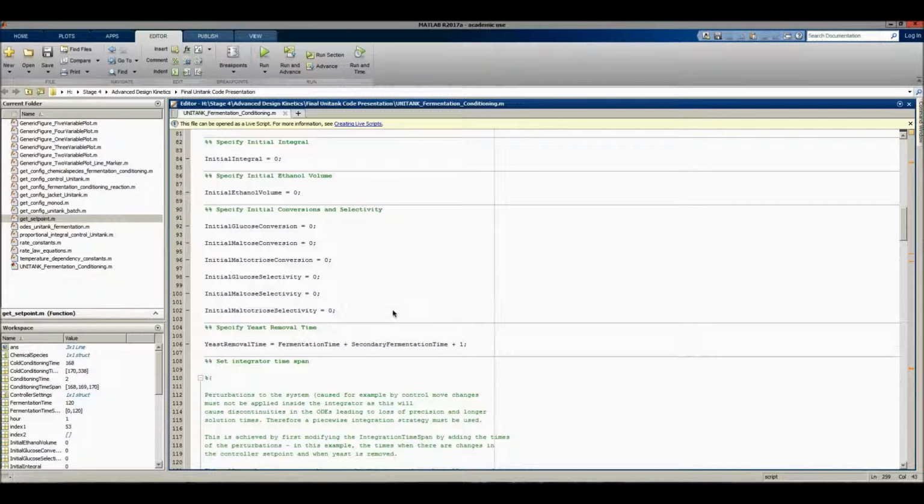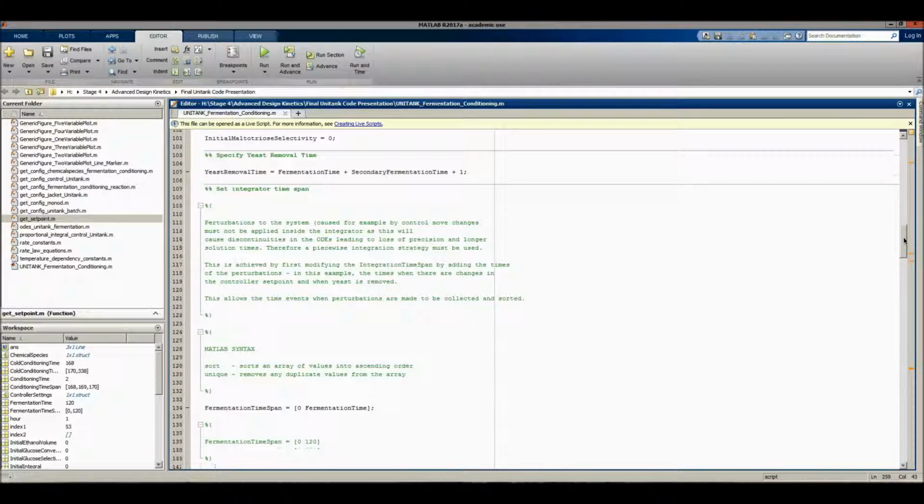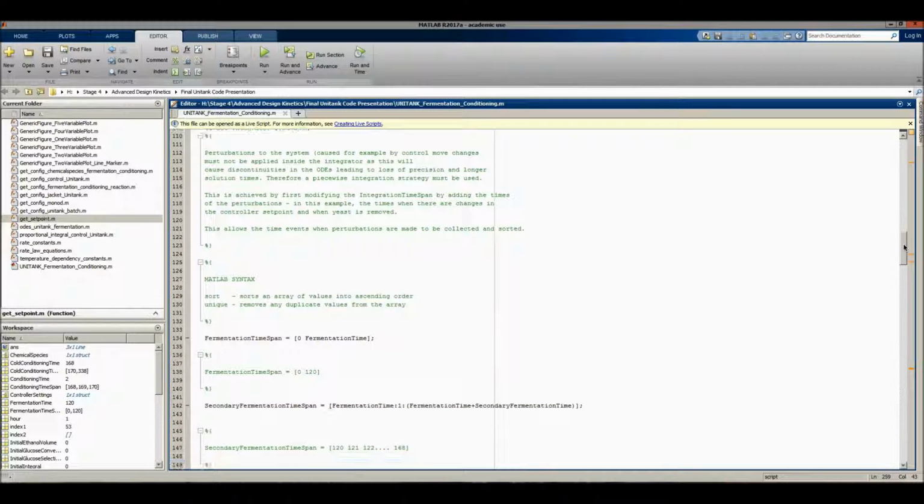For these to work, initial values or guesses need to be specified. The yeast removal time has been soft-coded, so will always occur at the correct integration time step, allowing for changes in the fermentation time and the secondary fermentation time.